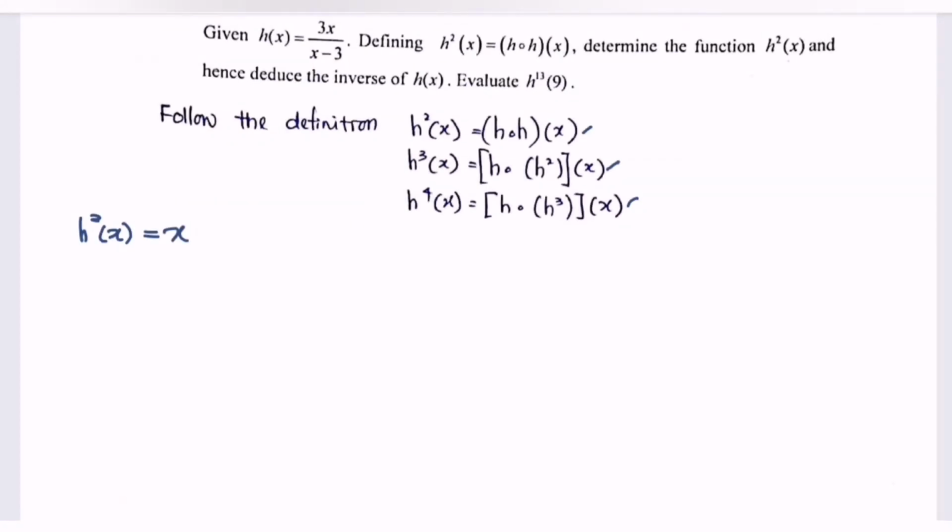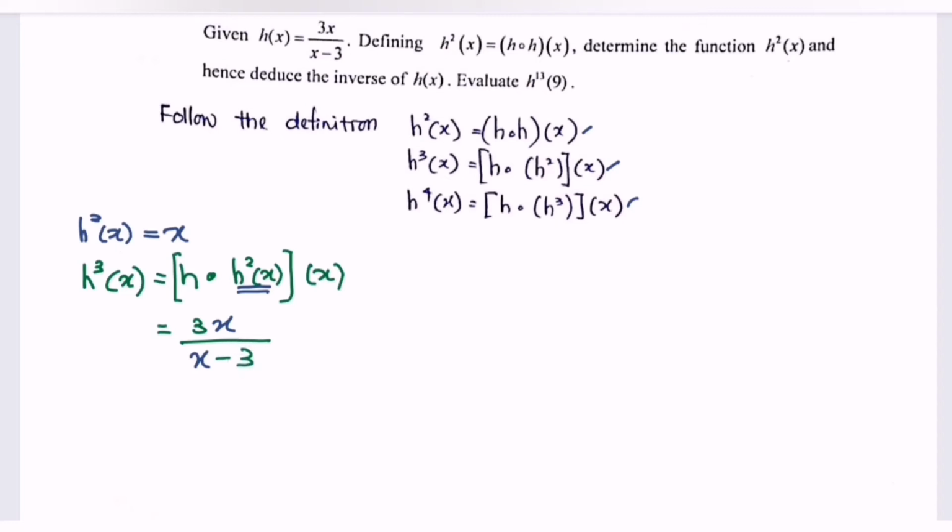So next what we have to do is to find the h cube. In here, h cube x is equals to h ∘ with the h squared. So kindly substitute the h squared x, which is the x, into the function h. As we can see, we have the h, which is 3, and then substitute the h squared, which is the x, over x again minus with the 3. So here we have the conclusion, h cube is equals to 3x over x minus 3.